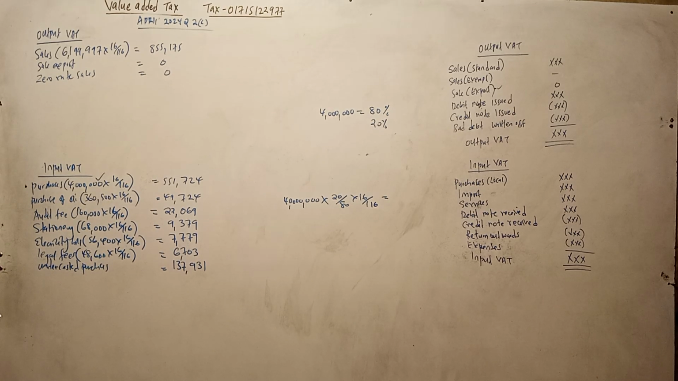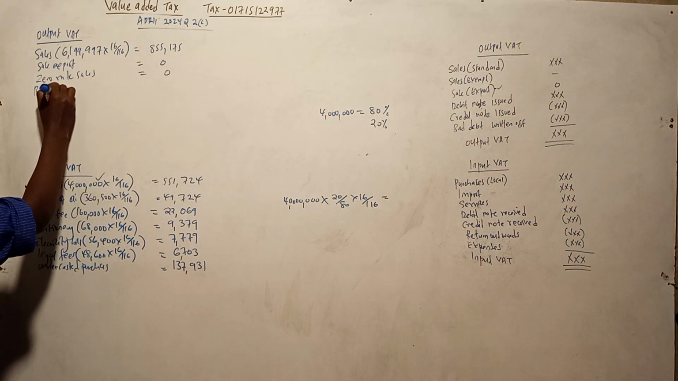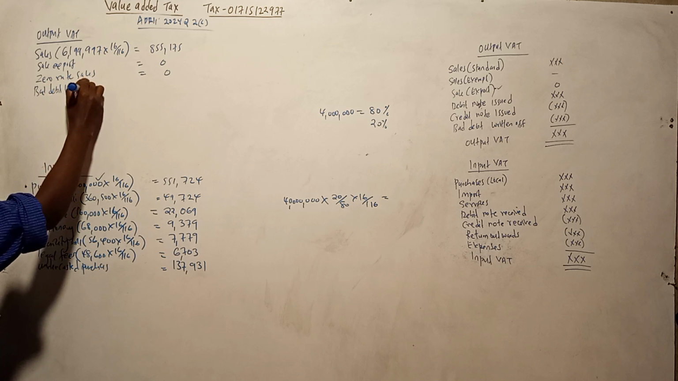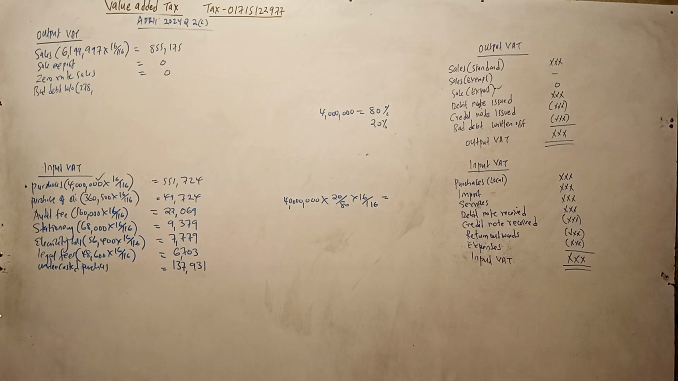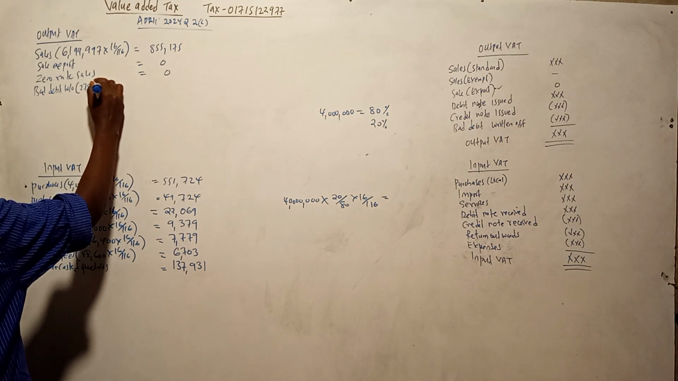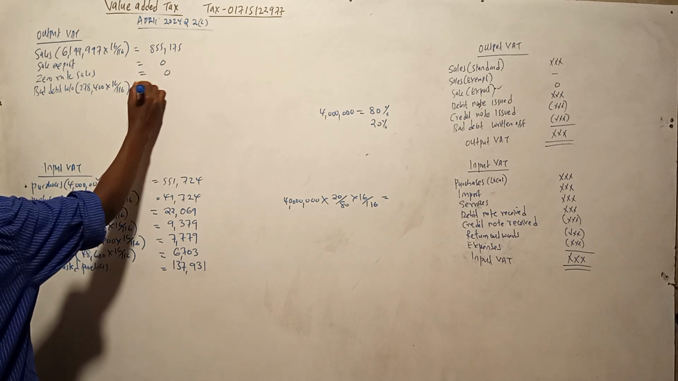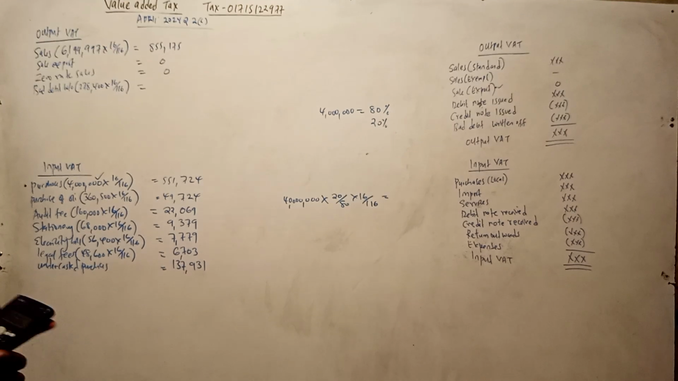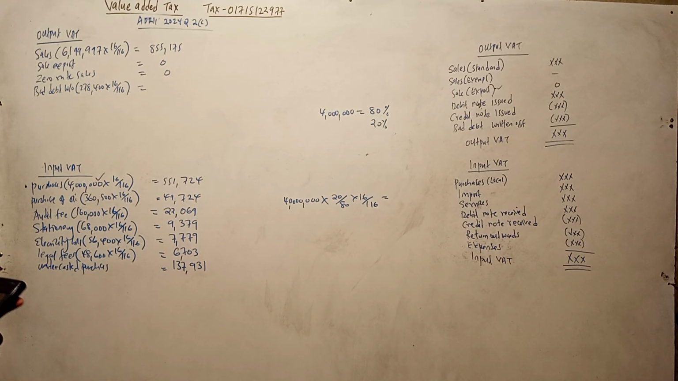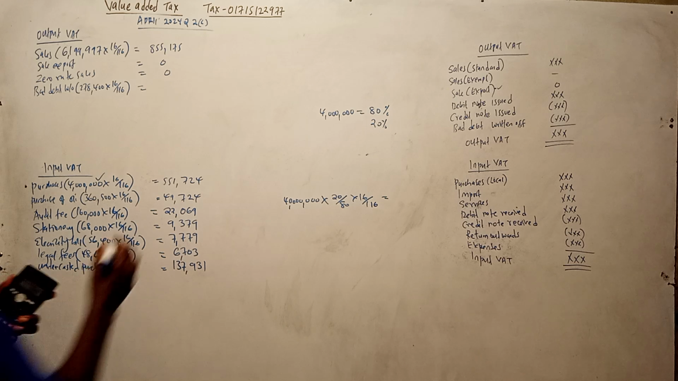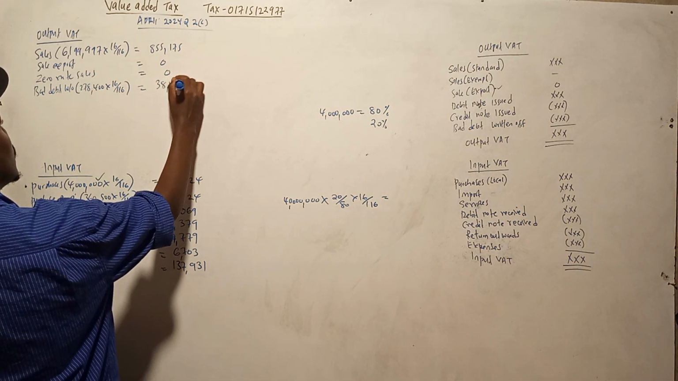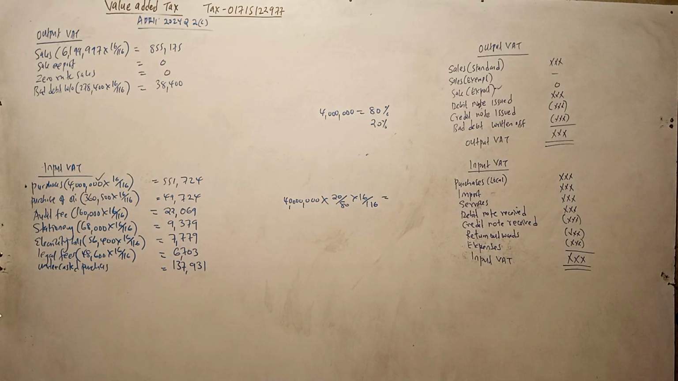Tumemaliza number 2. Sales at standard rate included goods of 278,400 sold on credit whose customer was declared bankrupt. So hiyo tunaandika hapa bad debt written off, 278,400 and 16 over 116. So hiyo tunaweka hivyo direct. So 278,400 times 16 over 116 is 38,400.